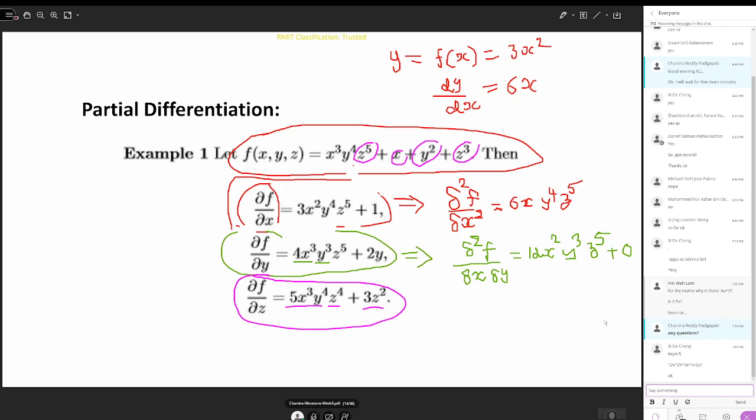Partial differentiation comes into the picture because when a function depends on more than one variable, we cannot define full derivatives. We can only define partial derivatives. At a time, we can take differentiation with respect to one variable, keeping the other variables as constants. Therefore, we call this process partial differentiation.